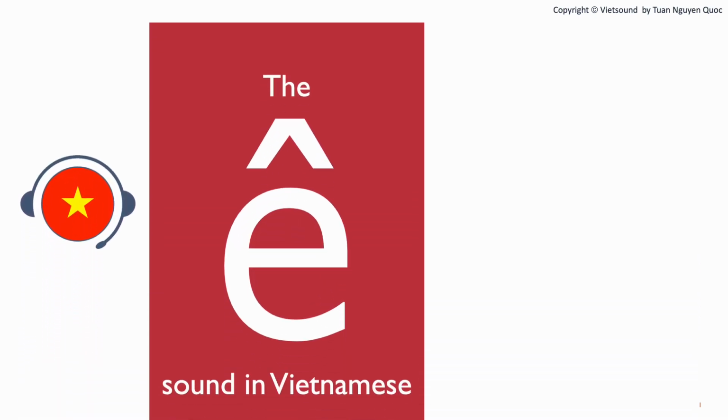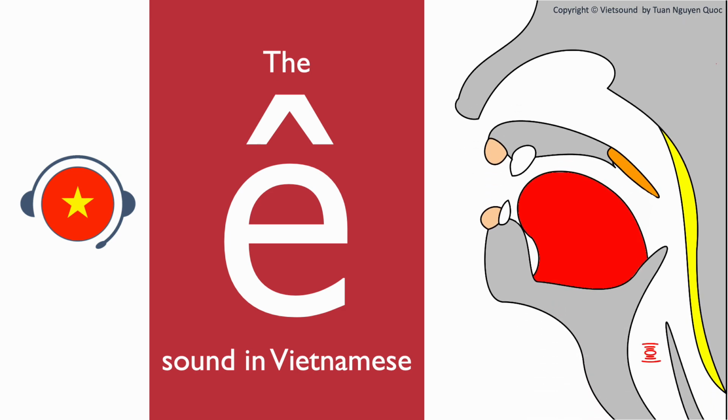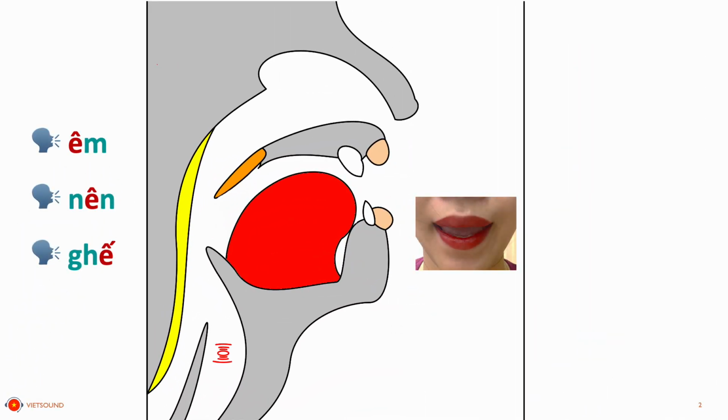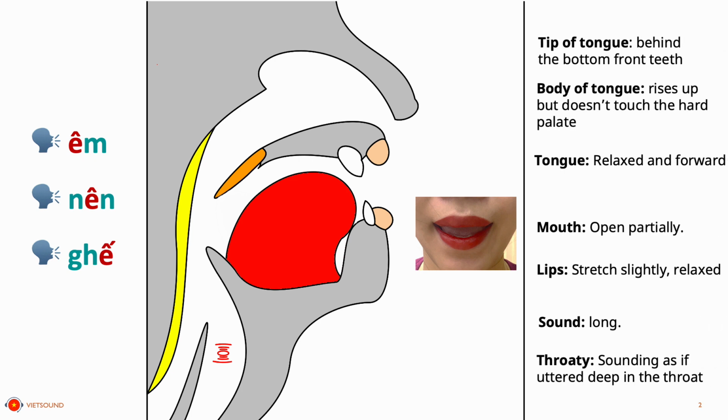Today we're going to talk about the A sound. So are you ready? Let's get started. The A sound can occur at the beginning of the word, like in the word or at the middle of the word, like nên, or at the end of the word, like ghế. Now let's see how to pronounce the A sound.